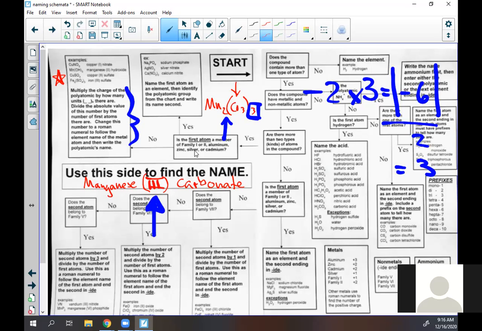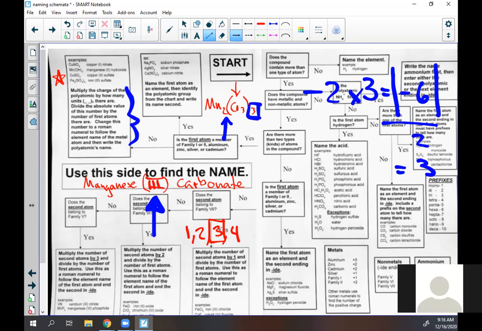Why? Because manganese has a variable charge, which means it can change. Manganese can be a 1, 2, 3, or 4. A positive 1, 2, 3, or 4. So in order to know which one was involved, we have to do this math to find its charge. Now, this is only for people that kind of know what they're doing.